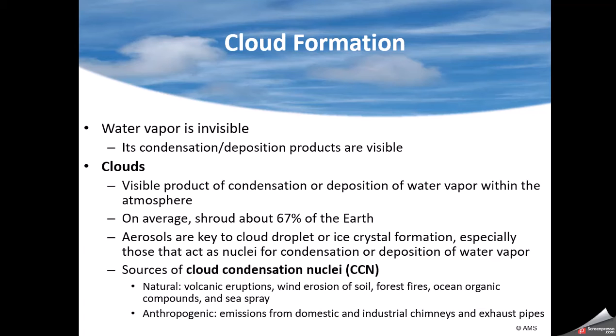The water vapor is invisible. You have water vapor in there all the time. And if it hasn't condensed yet or deposited on a particle, it's not visible. So clouds are a visible manifestation of that. That means that something happened to cause condensation of water vapor. On average, about 67% of the Earth is covered by clouds.